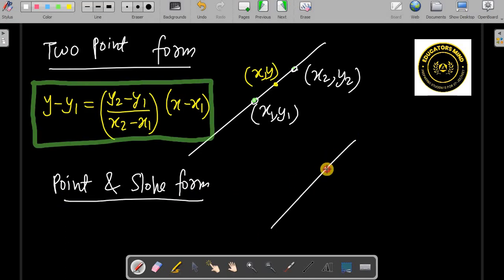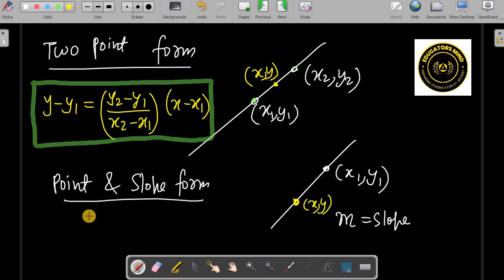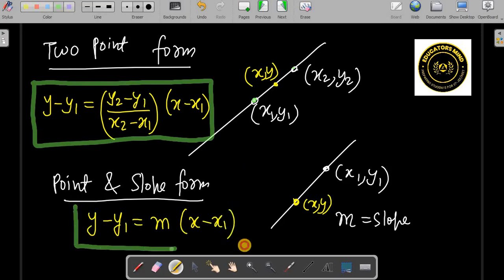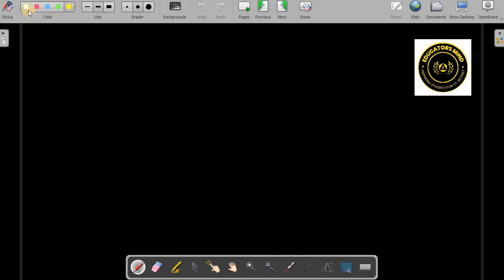So let's take a point here as x1 comma y1, right? And m is the slope. So in general, here also we'll take a point which is x comma y. Then we will write y minus y1 is equal to m, which is slope, into x minus x1. Okay, so this way we can write the equation. Then any other form is there? Yes, there is intercept form. That means both intercepts x and y are given. Okay, intercepts form.